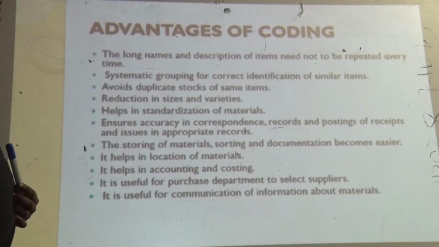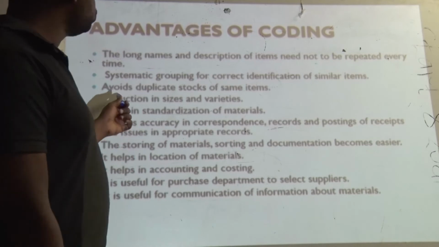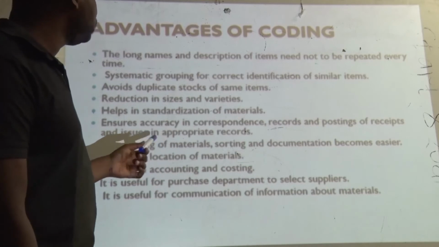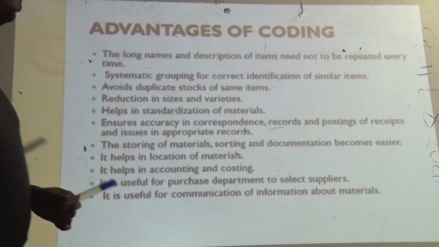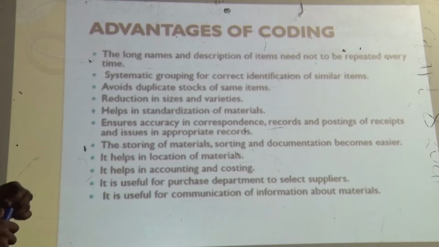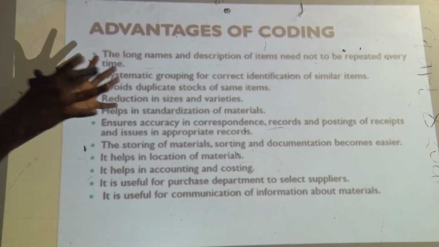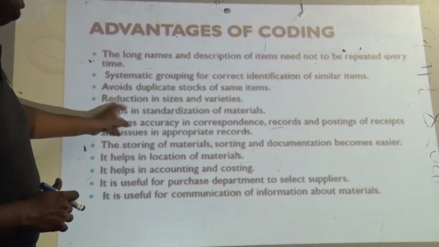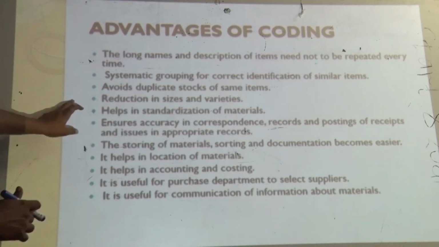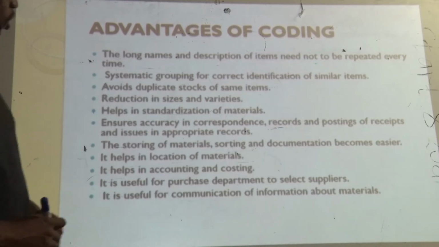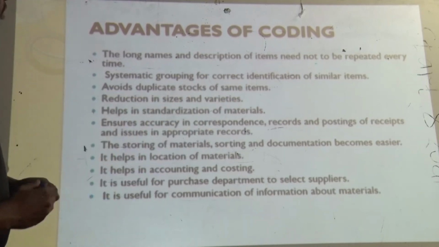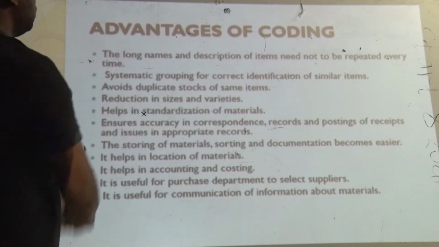The other thing is to avoid duplication of stocks of the same items. So you are able to ensure you don't duplicate items of the same characteristics. The other thing is that it reduces the size of varieties. When you had many varieties, you can decide to put them together to form one variety. Therefore, it allows variety reduction. It also ensures standardization of materials. So you are able to come up with a similar characteristic of a particular material, therefore standardizing the material.